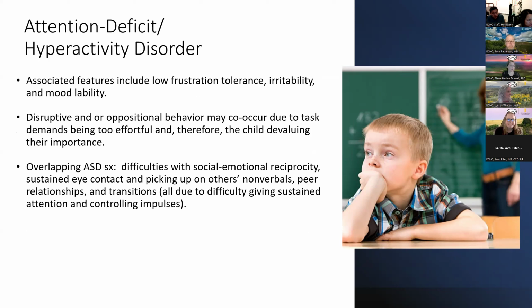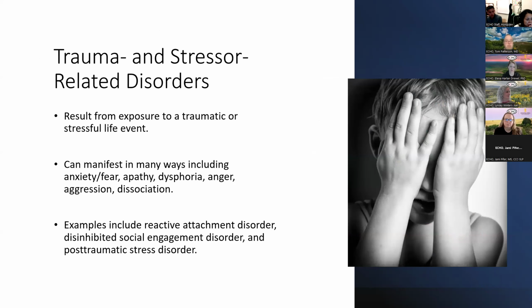Associated features include low frustration tolerance, irritability, mood lability. Disruptive and oppositional behavior can co-occur, especially as task demands become too effortful, and therefore the child just kind of devalues their importance because they're just too hard. And then overlapping symptoms with autism include difficulties with social and emotional reciprocity, sustained eye contact can be an issue, picking up on others' nonverbals, difficulties with peer relationships, difficulty with transitions, all typically due to having issues with sustained attention and impulse control. Next slide.